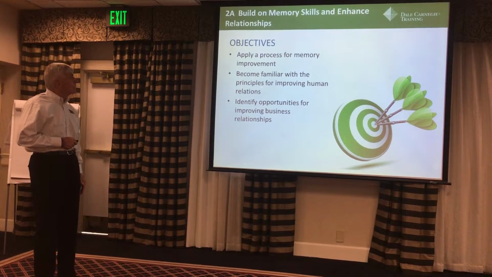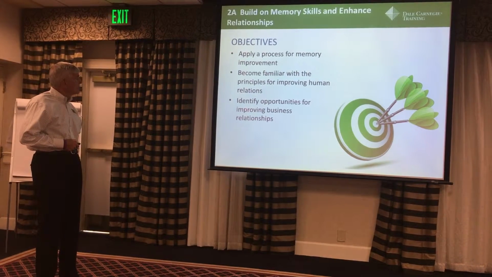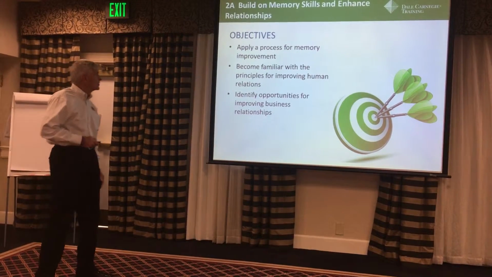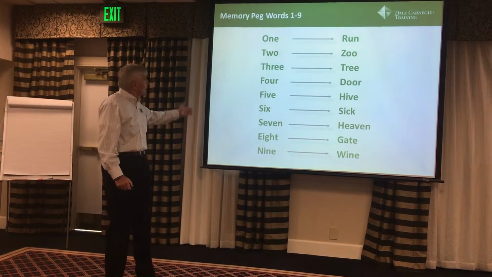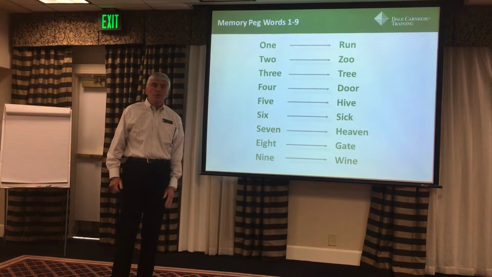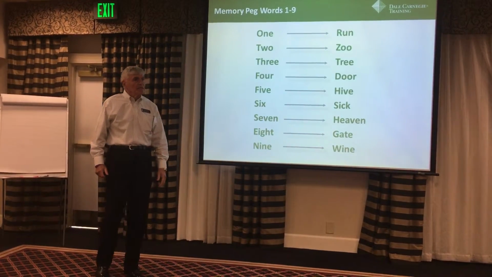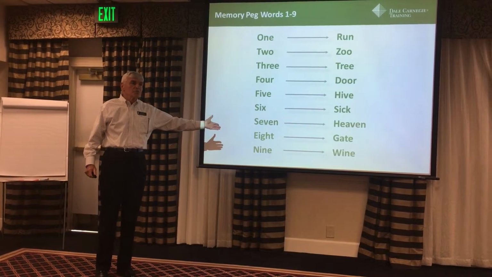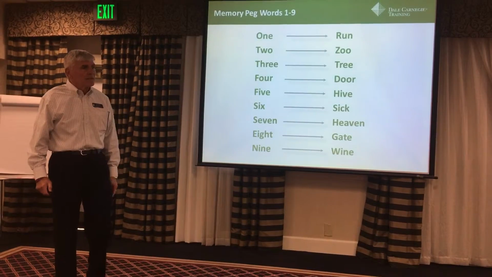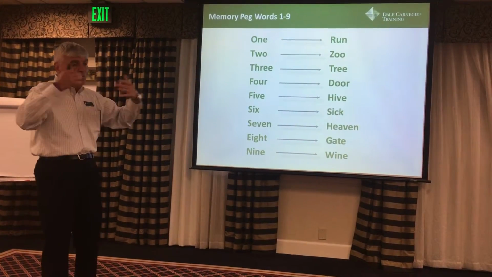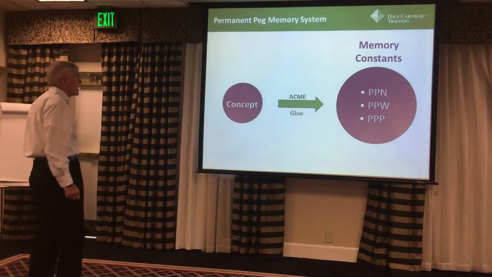So we want to become familiar with some of the human relations principles by using this pegging system, and then identify some opportunities for improving business relationships. So we asked you to look at these words. Let's just go over these rhyming words. 1 run, 2 zoo, 3 tree, 4 door, 5 hive, 6 sticks, 7 heaven, 8 gate, 9 wine. Everybody do that with me.